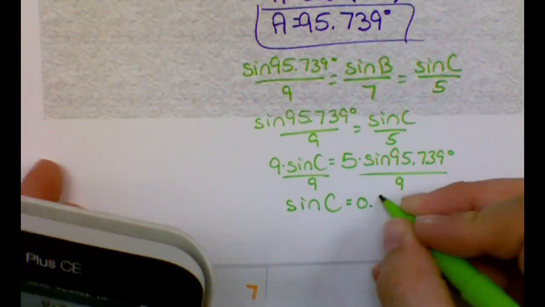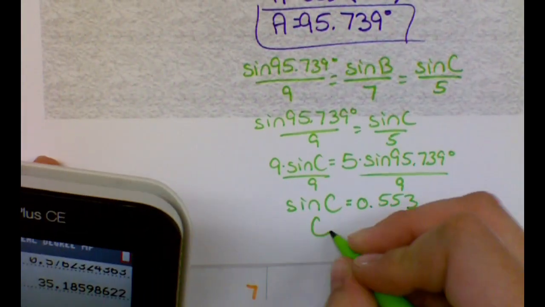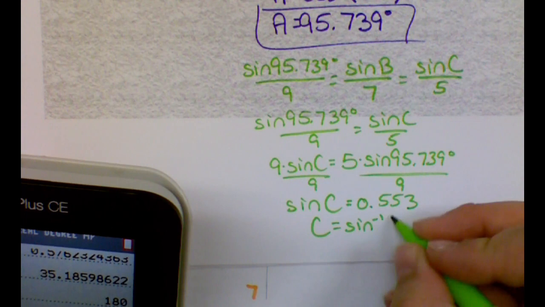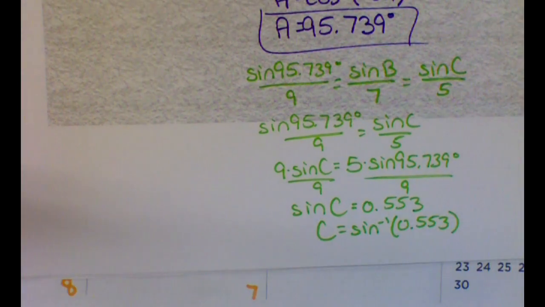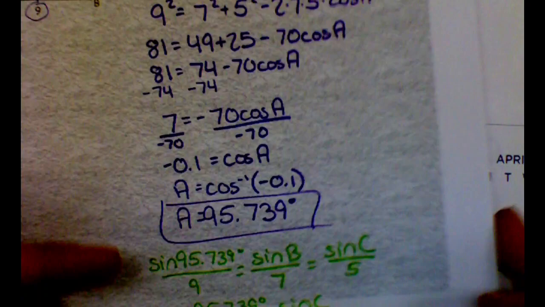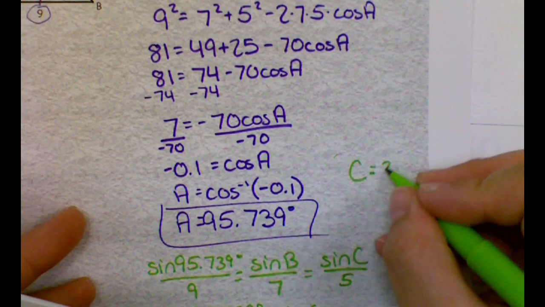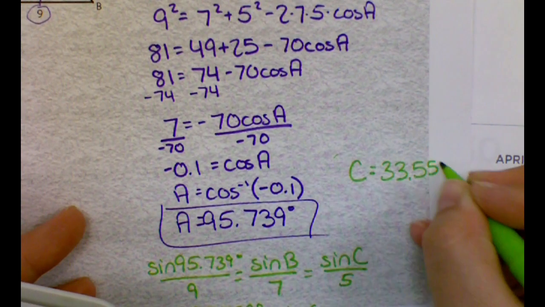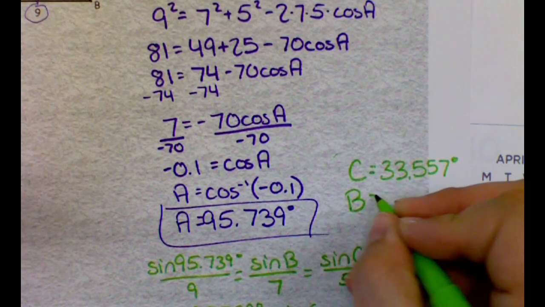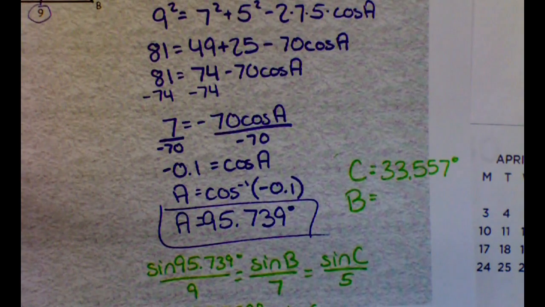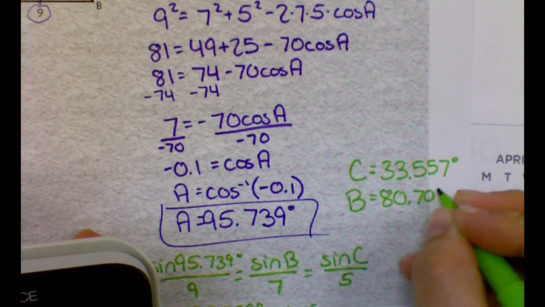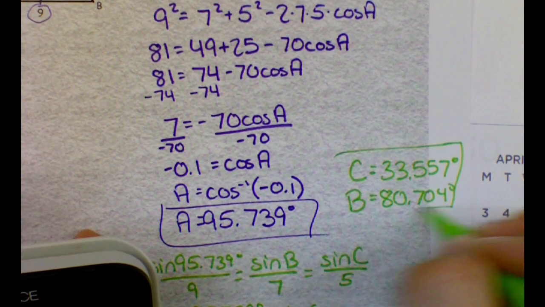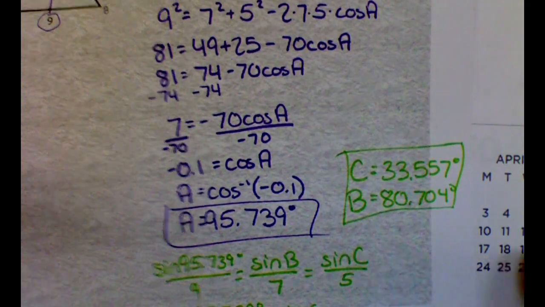I get 0.553. So angle C will be the inverse sine of that. All right, I'll put my answer here. Angle C is about 33.557 degrees. And then we can quickly find angle B by subtracting those two angles from 180. And now I have solved my triangle.